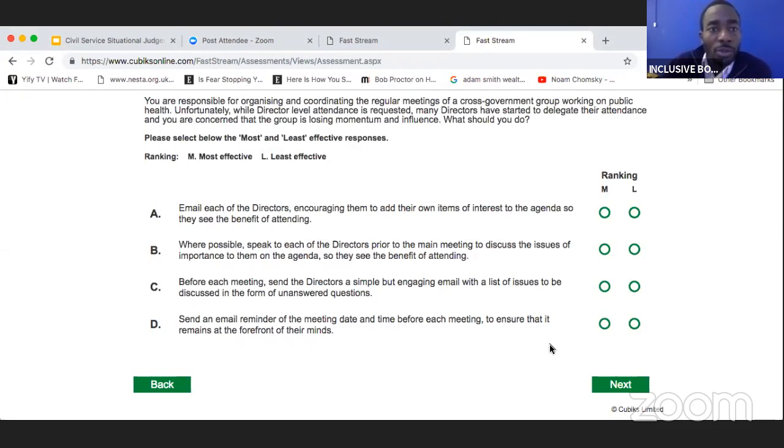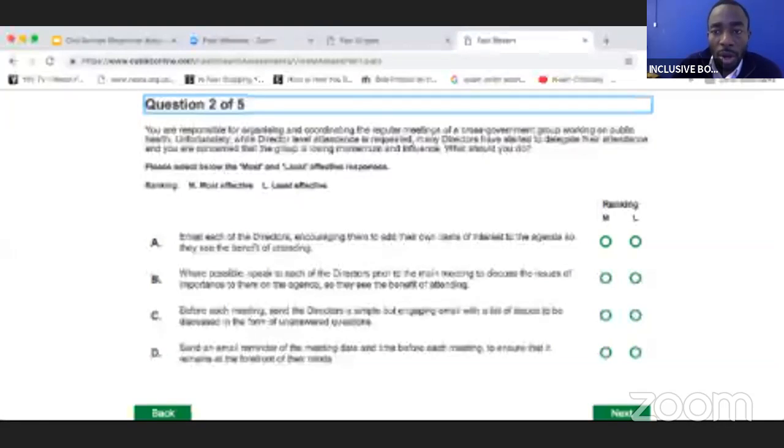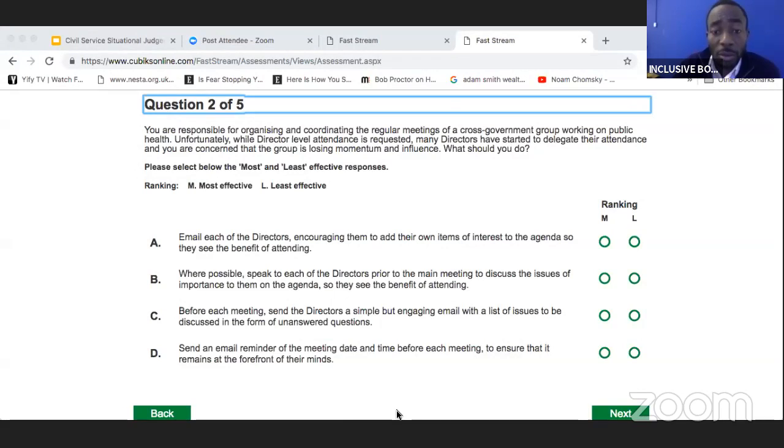The question was, you are responsible for organizing and coordinating regular meetings of a cross-governmental group working on public health. Unfortunately, while director level attendance is requested, many directors have started to delegate their attendance, and you are concerned that the group is losing momentum and influence. What should you do? The answer to question 2: the most effective is B and the least effective is D. Is there anyone who isn't sure as to why those are the correct answers? I can go through them in more detail. Would anyone like to share what answers they chose?